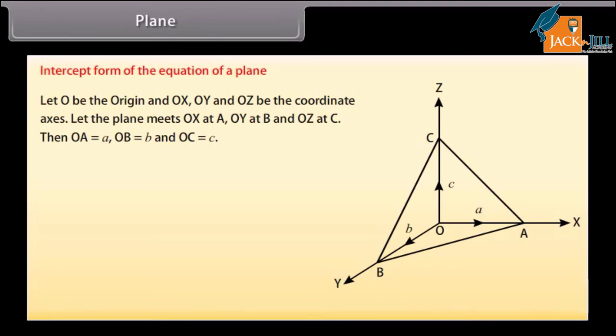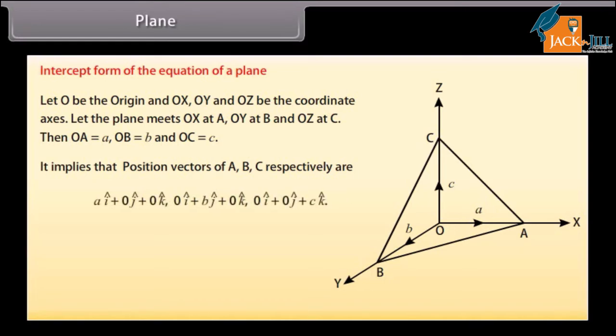It implies that position vectors of A, B and C respectively are a i cap plus 0 j cap plus 0 k cap, 0 i cap plus b j cap plus 0 k cap, and 0 i cap plus 0 j cap plus c k cap. It implies that the equation of the plane is x by a plus y by b plus z by c equals 1.